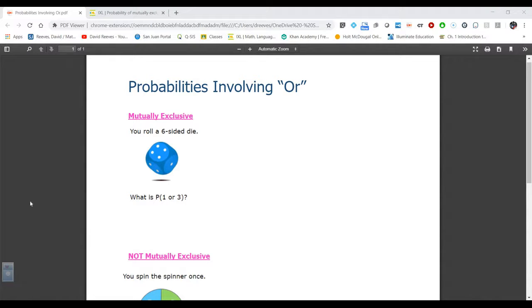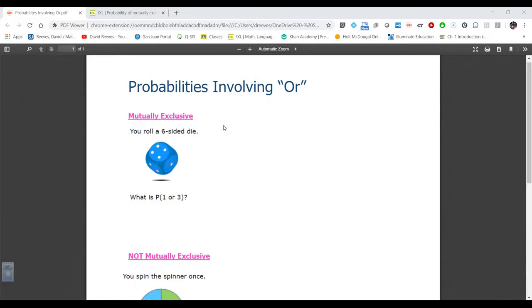Well, when you use the word or, things are a little bit different. So let's go ahead now and just dive right in and take a look at a couple different problems. All right, so if you take a look here, it says probabilities involving OR, and then it has this term mutually exclusive, and then it says not mutually exclusive. So before we do any problems, let's talk about what that means.